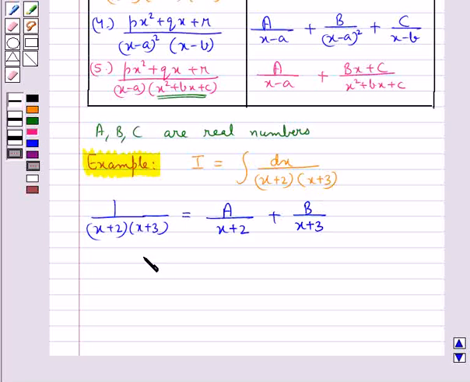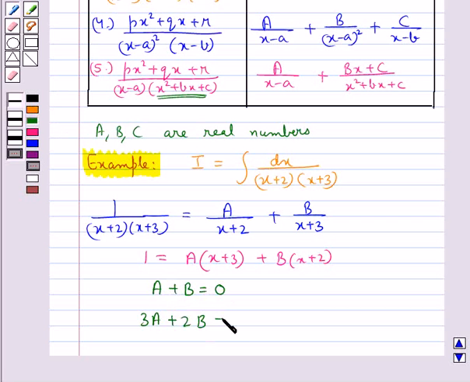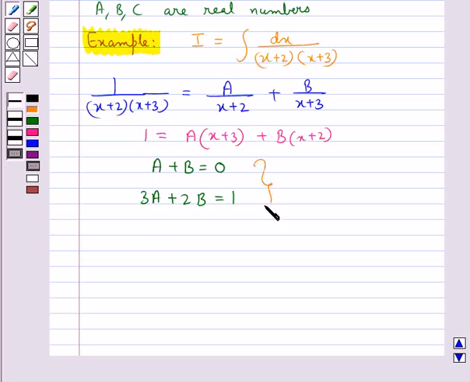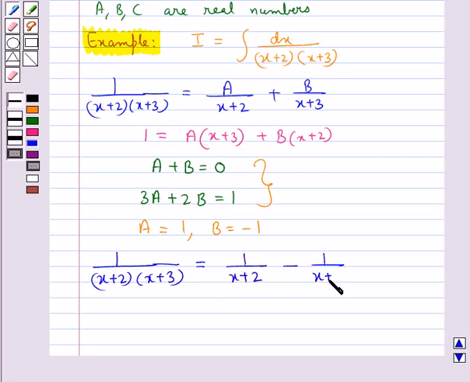So this gives us 1 is equal to A into (x plus 3) plus B into (x plus 2). Now equating the coefficients of x and the constant term, we get that A plus B is equal to 0 and 3A plus 2B is equal to 1. So on solving these two equations, we get A is equal to 1 and B is equal to minus 1. So now the given integrand 1 over (x plus 2) into (x plus 3) is equal to 1 over (x plus 2) minus 1 over (x plus 3).